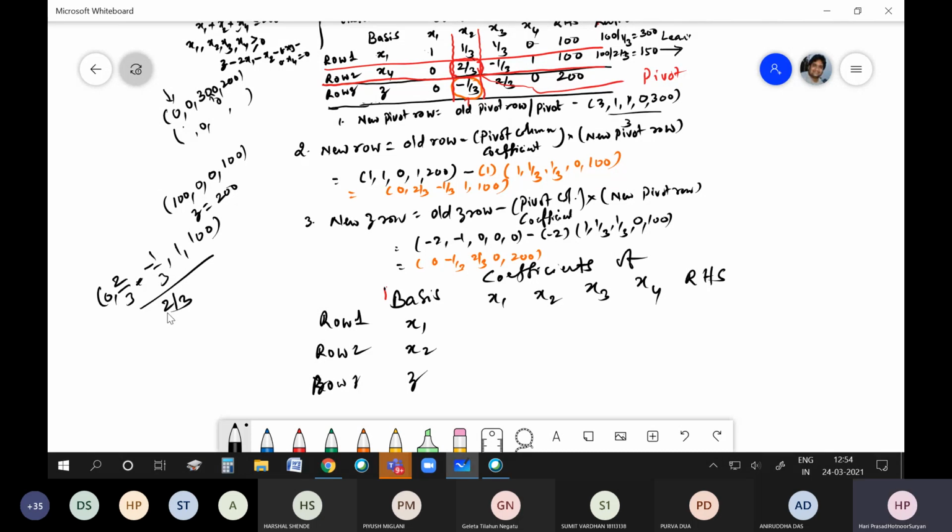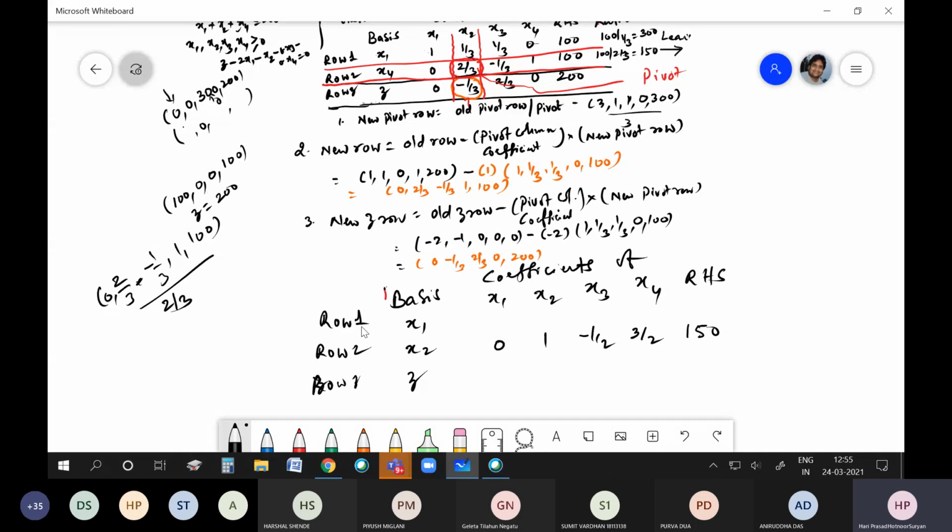When you do that, how much do we get? That will be 0, 1, minus half, 3 by 2, and 150. Okay, so now I have made the pivot row.